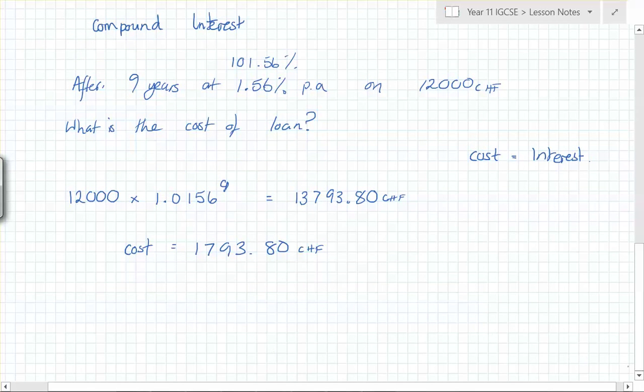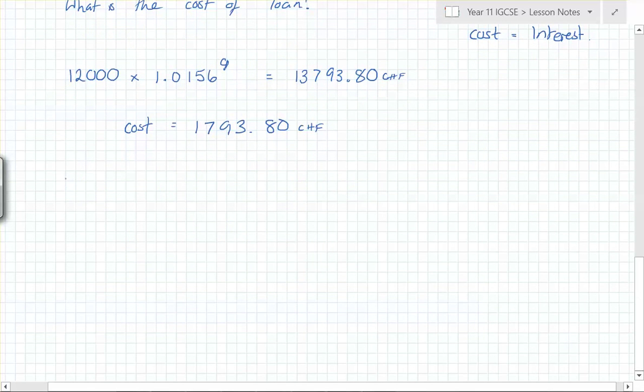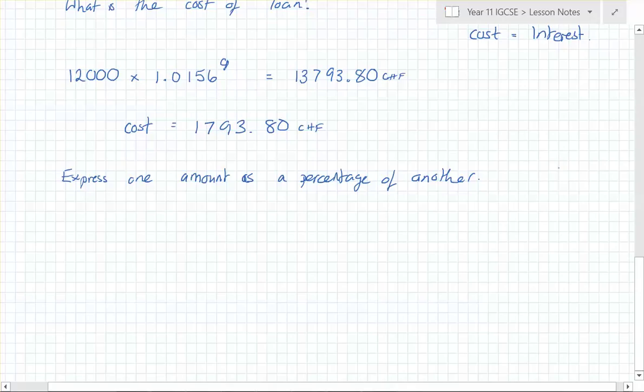Let's have a look then at expressing an amount as a percentage of another. I think you know this as well. You all do this all the time, actually. I'm sure you've done it lots of times. When do you do it? In school. When you're looking at a test maybe. Yeah, exactly. So if I wanted a test result, right, this is where you do it most often.